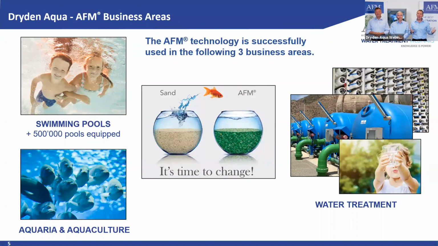Today, aquarium and aquaculture is maybe 10% of our business. The majority of our business continues to be the swimming pool section, which is about 50% of our business, where we have equipped more than 500,000 pools. And a few years ago, we started to expand into the water treatment segment, which today is already 40% of our business and growing very quickly.